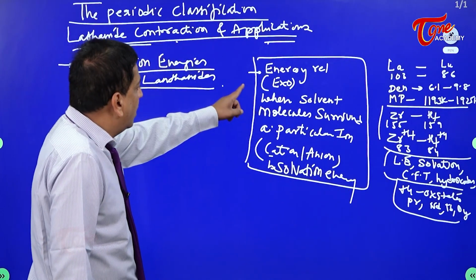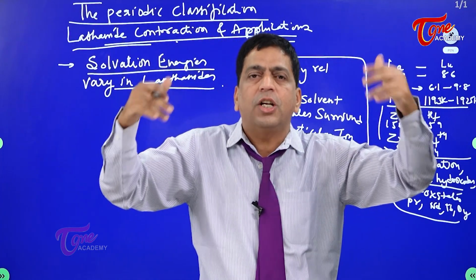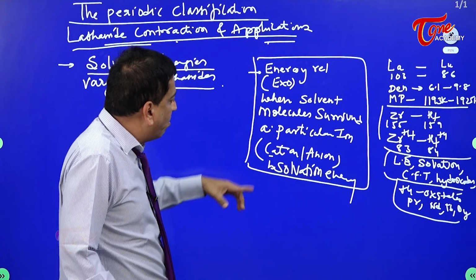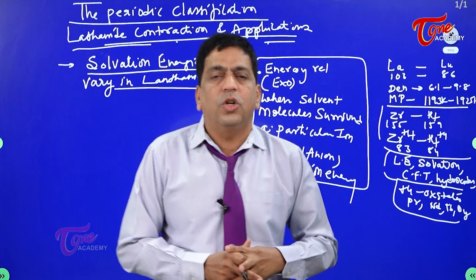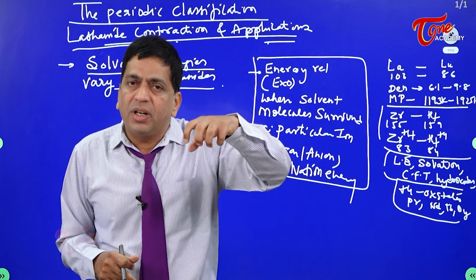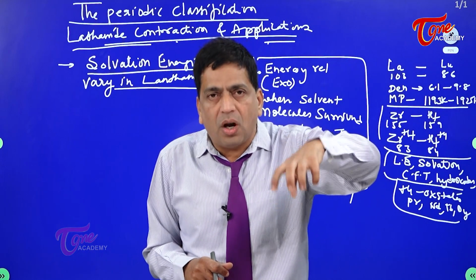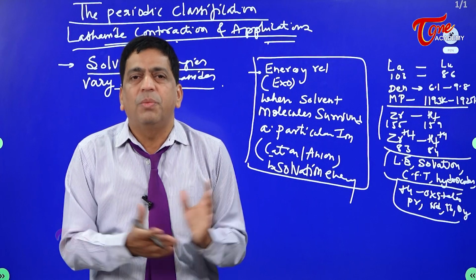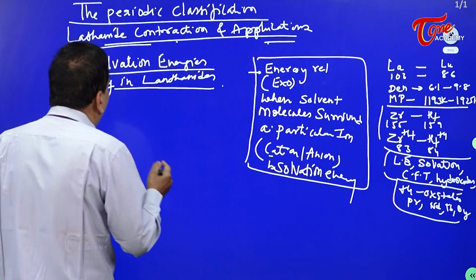So it's energy released, it's never absorbed. It is basically released, it's an exothermic reaction. When solvent molecules surround a particular ion, that is anion or cation, that is called solvation energy. And assume that if the solvent is water, we call that energy hydration energy.